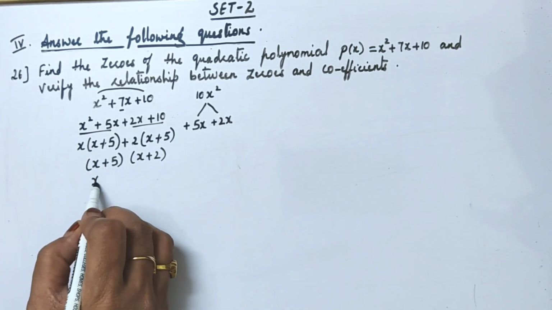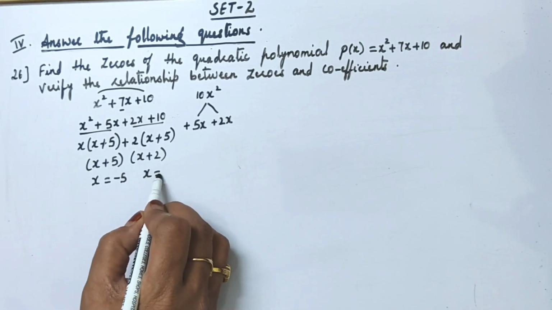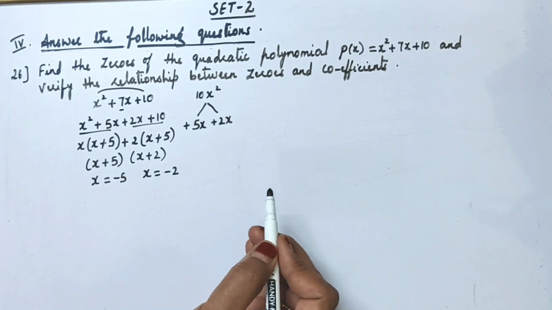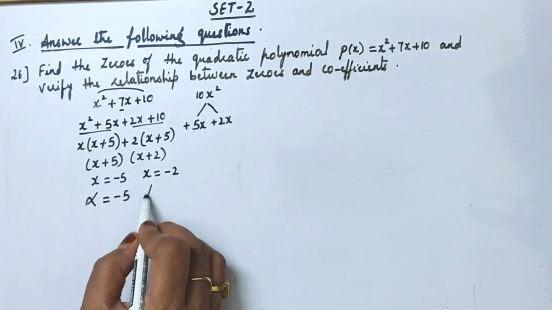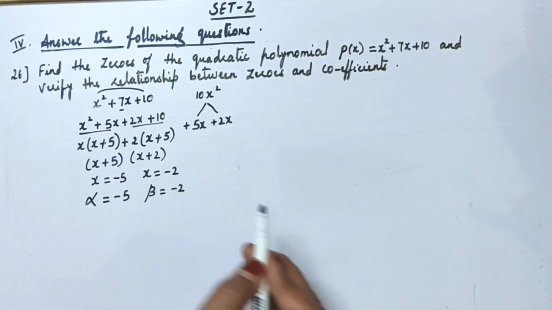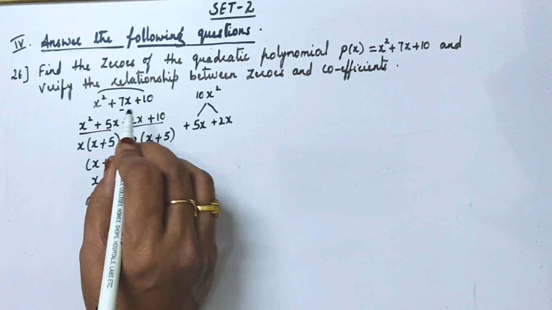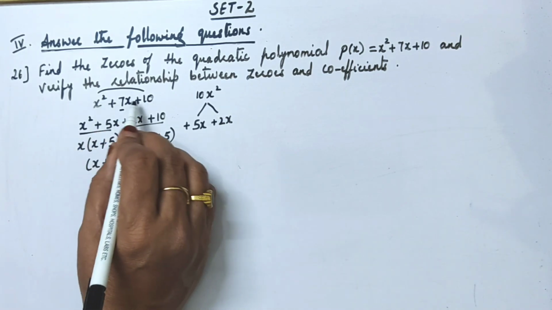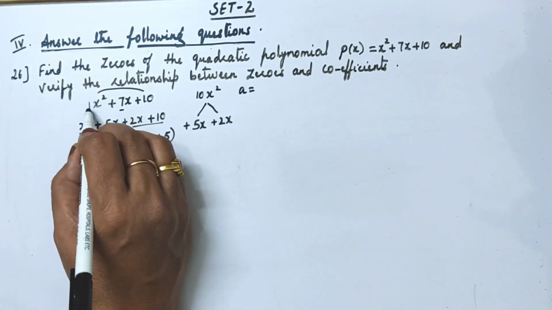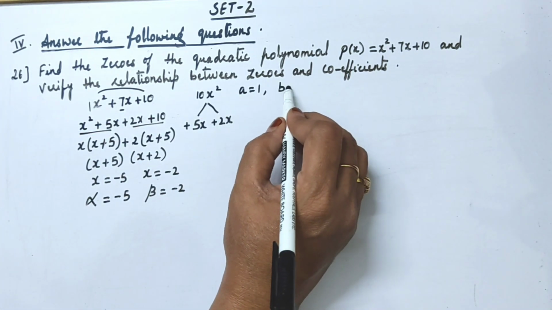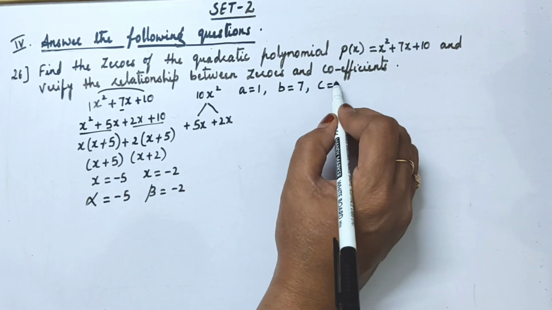So this will become x equals, if it is plus 5, it becomes minus 5. Here x plus 2 becomes x equals minus 2. So let me say alpha equals minus 5 and beta equals minus 2, right? Now we need to verify the relationship between the zeros as well as the coefficients. We know the value of a is 1, b equals 7, and c equals 10, which is plus 10.